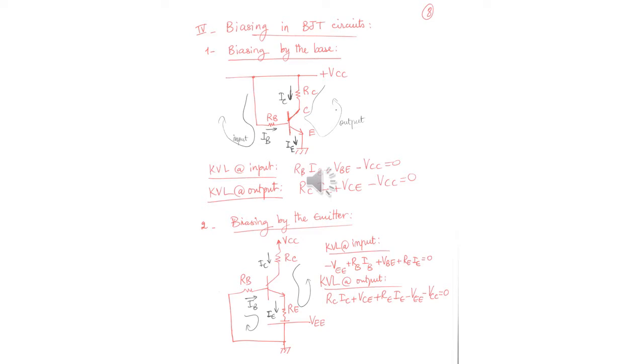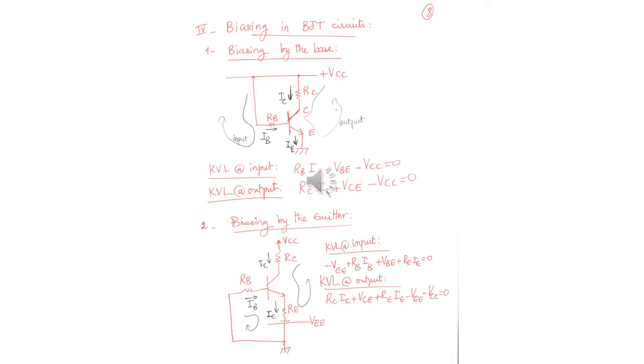Biasing in BJT circuits. Biasing, like in PSpice where we use the bias point. Biasing is how you connect your circuit, you design it, and you can get the values of the currents IB, IC, IE, and VC, VB, VE. So biasing is the way you connect your circuit to get your operating point.